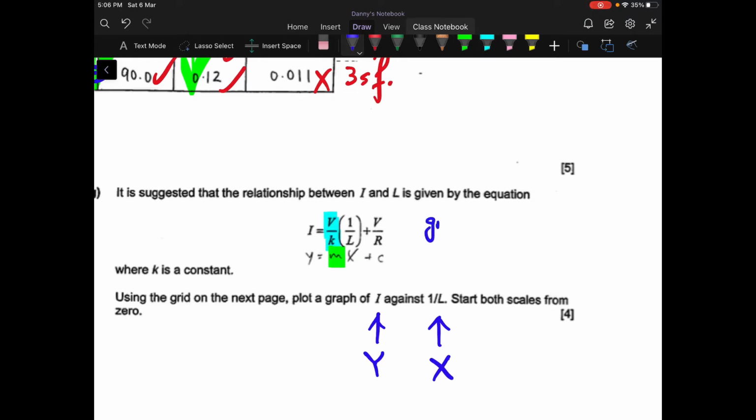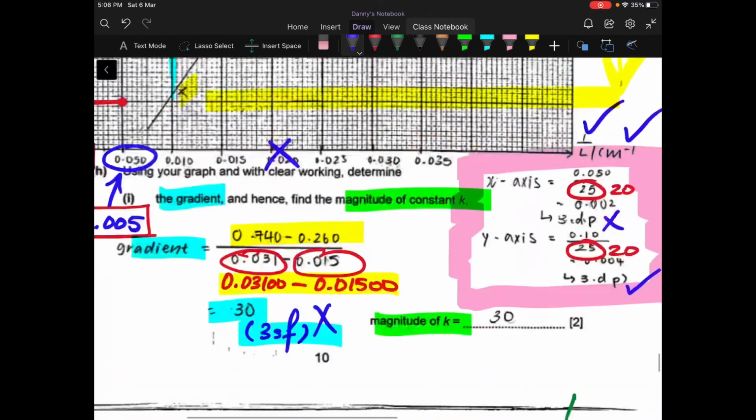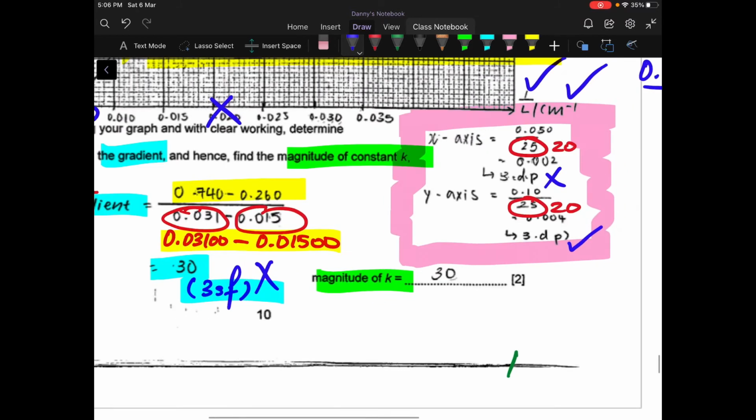So what does it mean? It means that your gradient is equals to V over K. So if you want to find K, it is just V over gradient. So I think for her, she didn't do that step. So down here, she will be wrong as well.